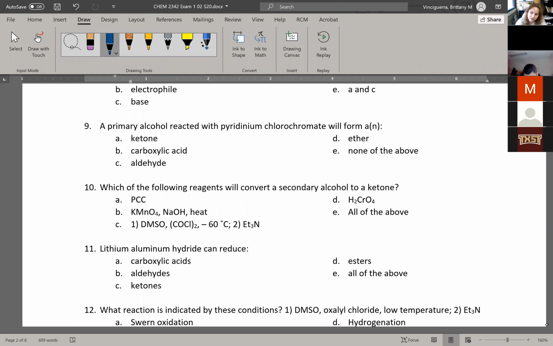But go ahead and think about this for a second. Nobody say the answer out loud. I want you to come up with the answer on your own to the best of your ability, and then we'll talk about it out loud. So you have a primary alcohol, and you are reacting it with PCC. Think to yourself what functional group will form. I'm going to give you about 20 seconds to try and come up with this.